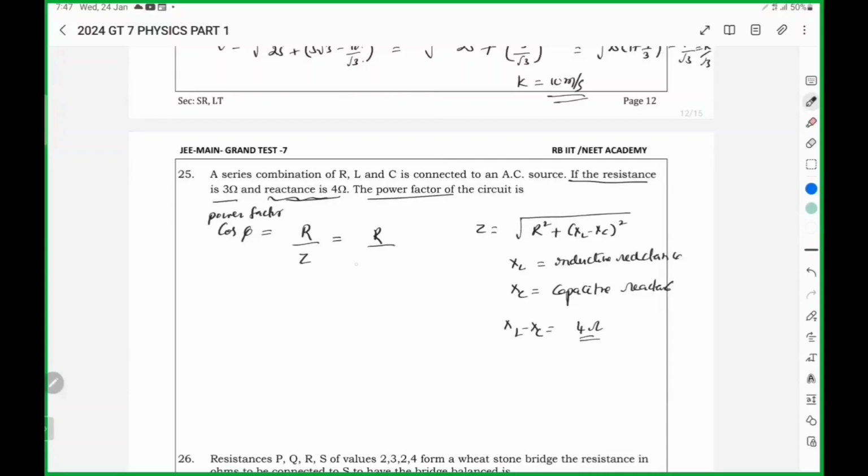Here Z will be the square root of 3 square plus 4 square, that is 5. So 3 by 5. This is the power factor. Next, question 6.